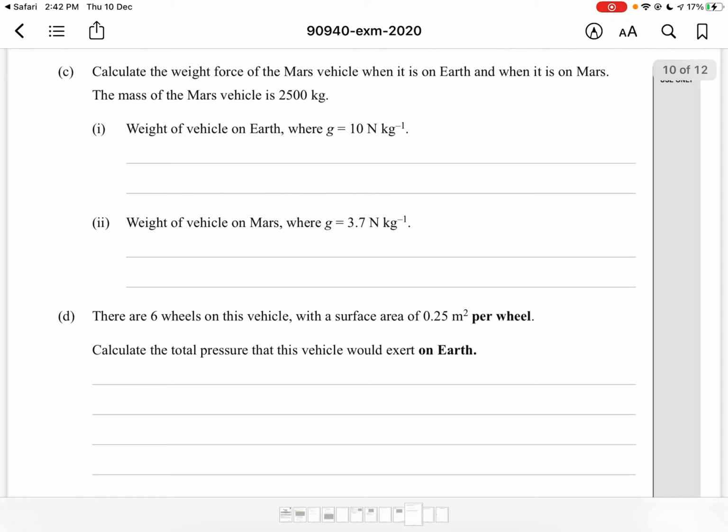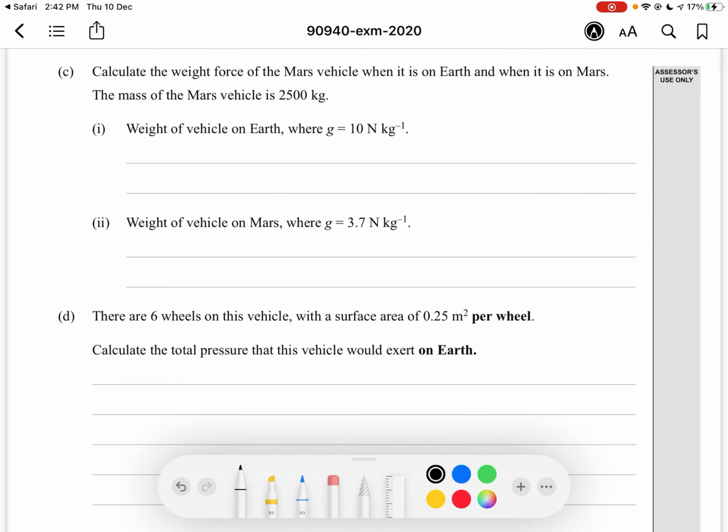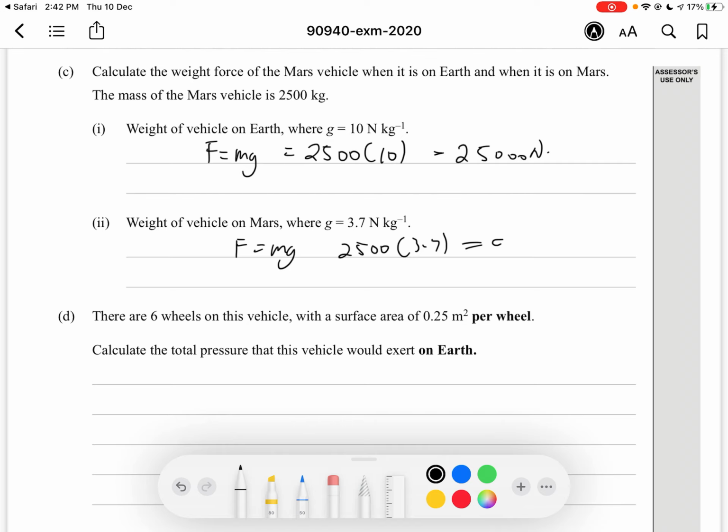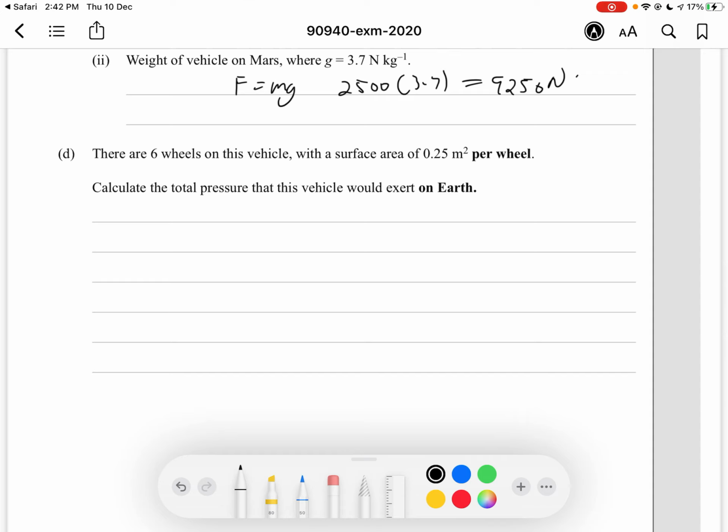Calculate the weight force of the Mars vehicle when it is on Earth and when it is on Mars. The mass of the Mars vehicle is 2,500 kilograms, so the weight on Earth is F equals mg, which equals 2,500 times 10. That equals 25,000 newtons. For Mars, F equals mg, 2,500 times 3.7. That gives us a force of 9,250 newtons.